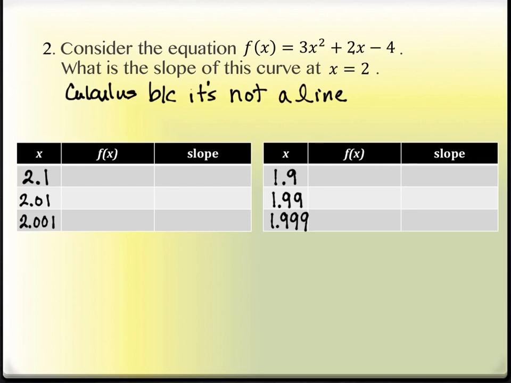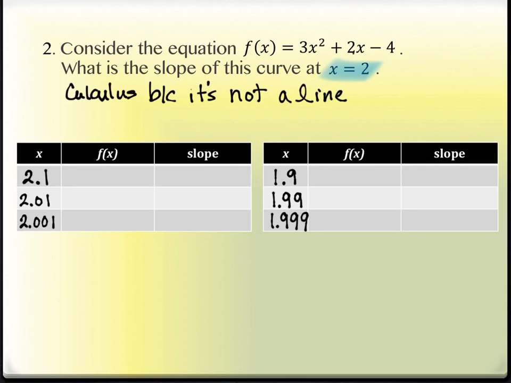In order to find the slope of a line with pre-calculus, we need x values and we need y values. How can I find the y value if the x value is, we'll do the first one, 2.1? Yeah, we're going to just plug it in. And not only that, we could even start with x equal to 2, because we don't have that one either. x equal to 2, up here at the top.